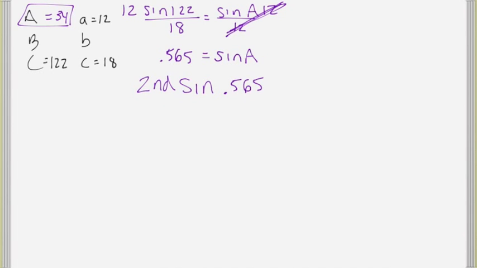Okay, when solving for an angle, you have to do a second on the calculator. So we can type in that whole division, the 12 sine 122 divided by 18, but that is not our final answer yet. We have to do the inverse sine or the second sine when solving for an angle. And that will give us our answer of about 34.